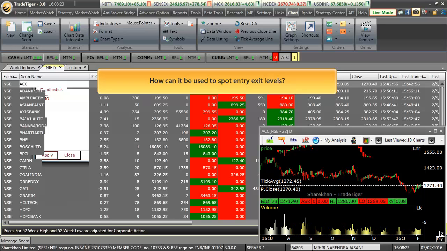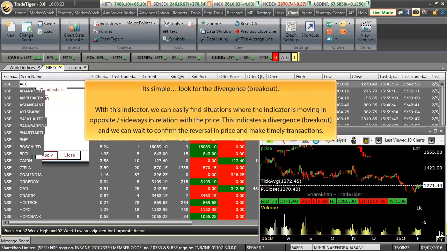So how can we use ADV to spot entry exit levels? Well, again, it's pretty simple. We have to look for the breakout, which is called divergence. What do we mean by divergence?